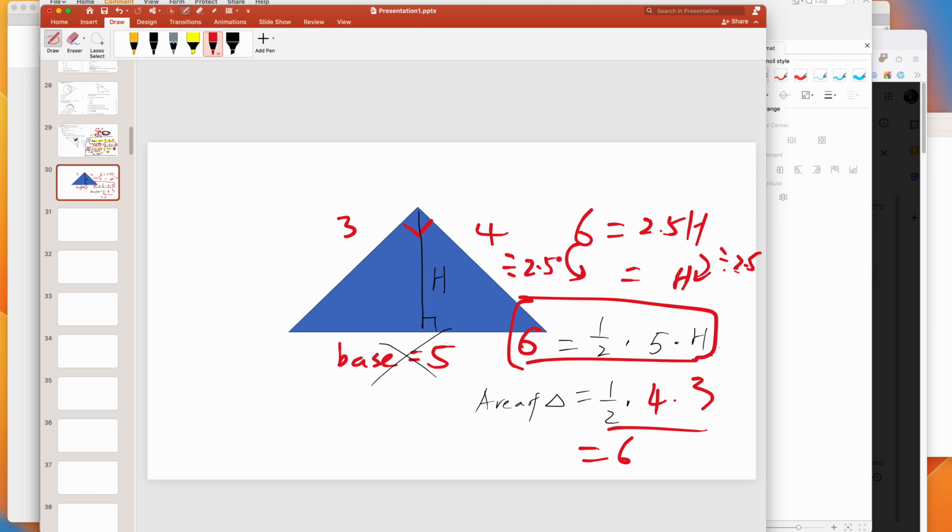This is the base, this is the height. This one cannot give you the area of triangle. But if you use this as the base and this as the height, you can get the area of triangle. So with the area of triangle, you can find h with 5 as the base. Are you clear now? Okay, good. Next question.